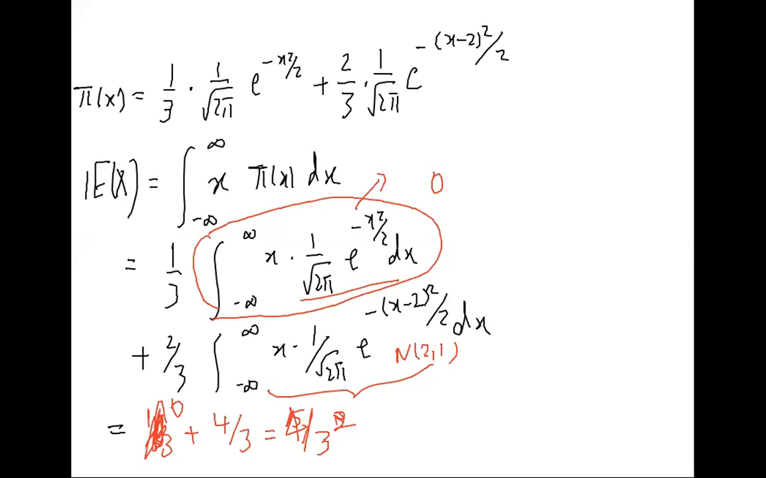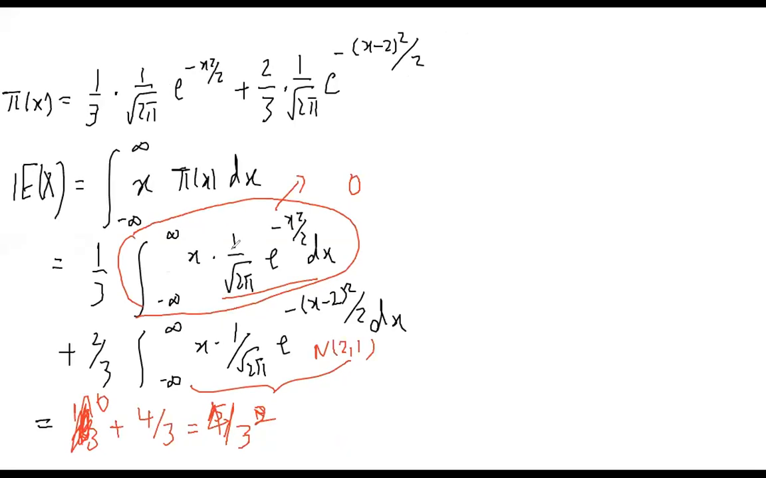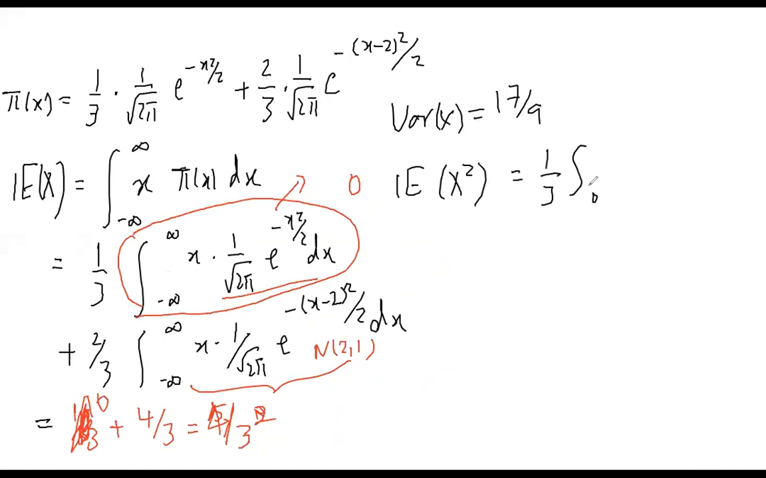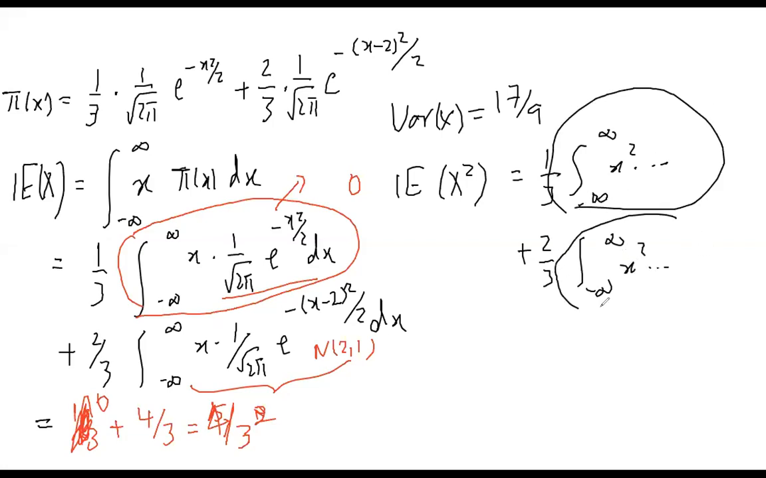All right. So the other part I leave it to you, to verify that the variance is 17/9. So basically, you just need to find this, so on, right? 2/3. So this one you can use the property of the normal distribution to help you find. It's actually very simple to do. So I leave it to you to verify.